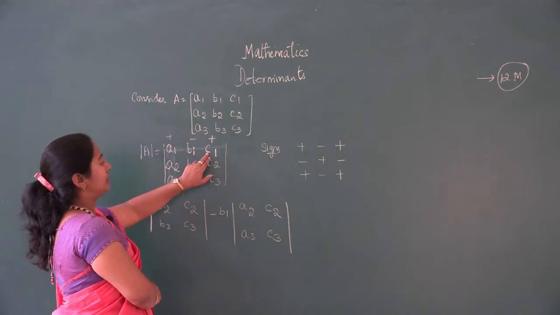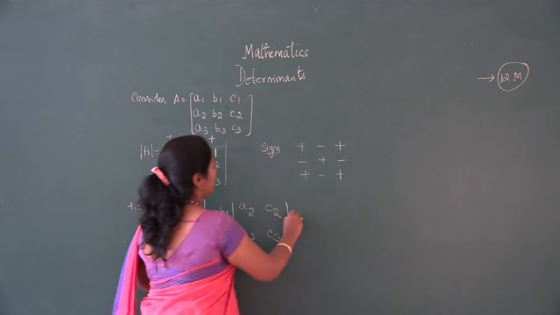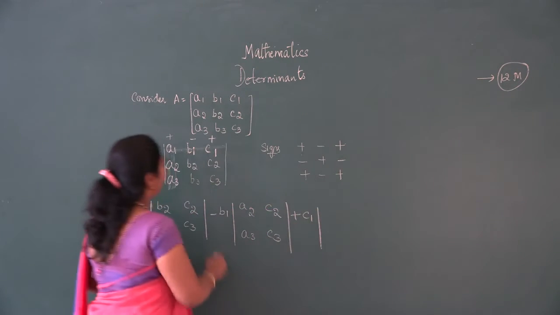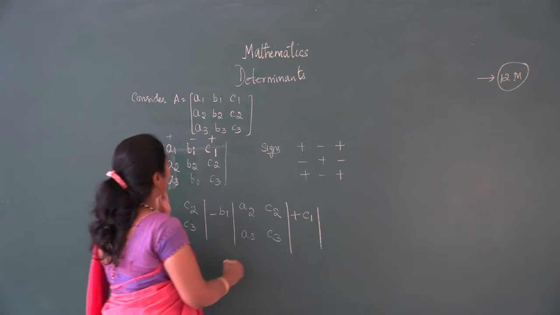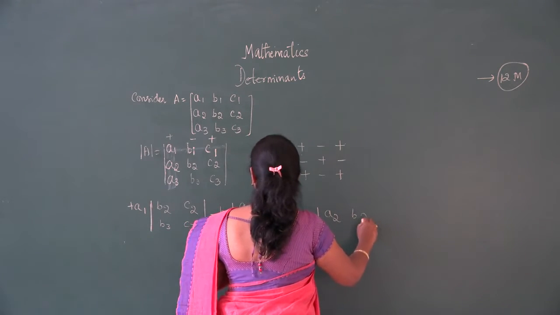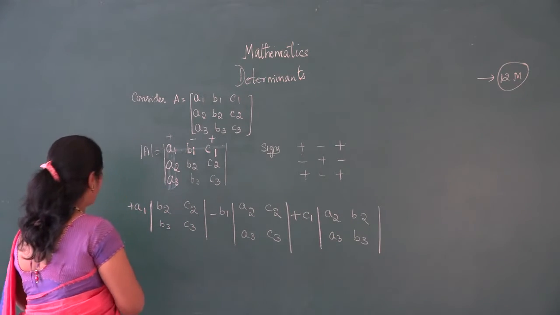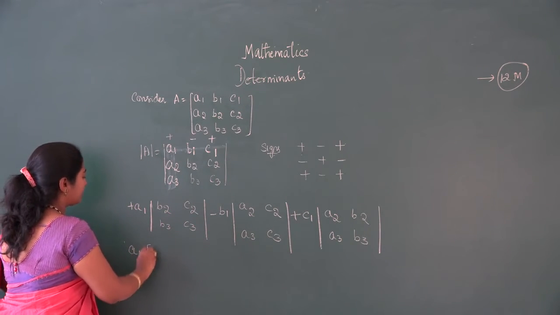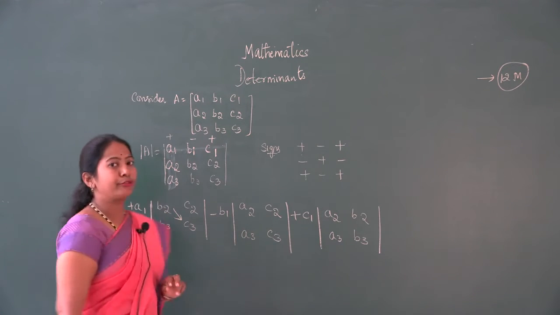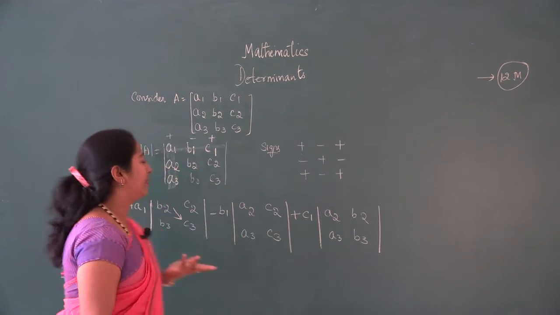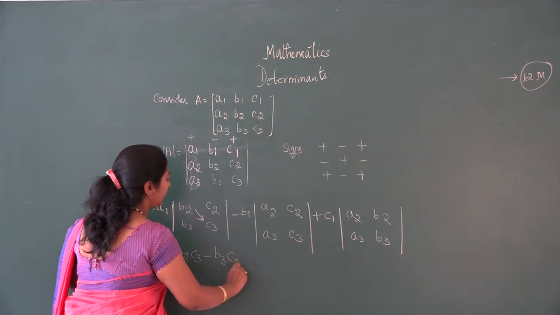Now I am considering the third element. Which is the third element here? C1. What is the sign associated with C1? That is nothing but plus. So plus C1 into, I am supposed to leave the third element's row and the third element's column. What is left out? A2, B2, A3, B3. So plus A1 remains the same. As I told you earlier, how do we calculate the value of a 2 cross 2 determinant? Product of the principal minus product of the secondary, which can be written as B2 C3 minus B3 C2.